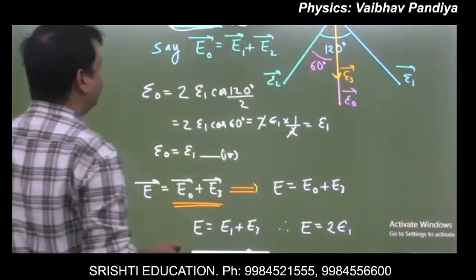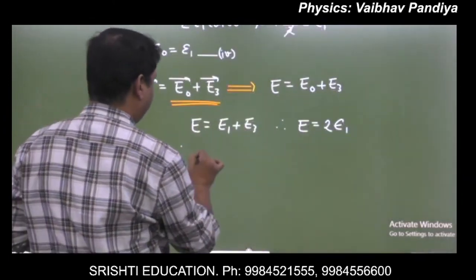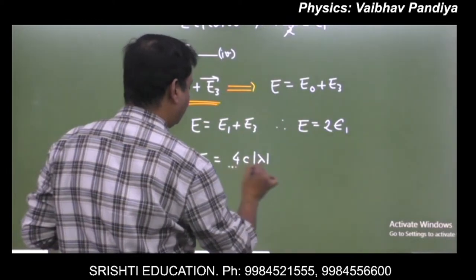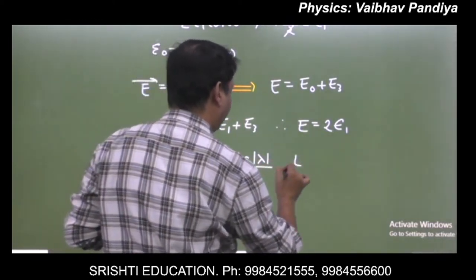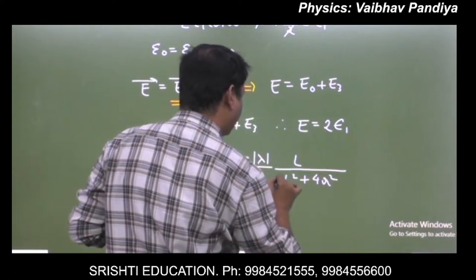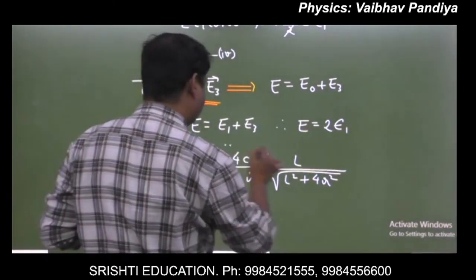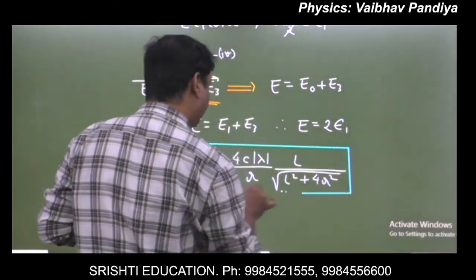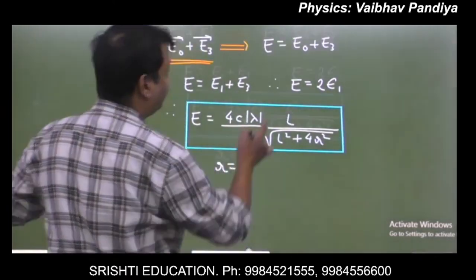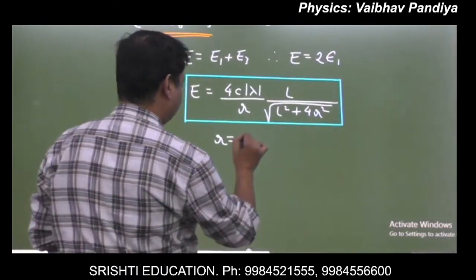Now put the value of E1, that is 2k lambda by r, L divided by L square plus 4 r square. So E will come to be 2 into 2, 4k modulus of lambda by r, L divided by L square plus 4 r square whole under root. This will be your final answer. And what is r? Finally, you can put the value of r, which we have found geometrically, L by 2 root 3.